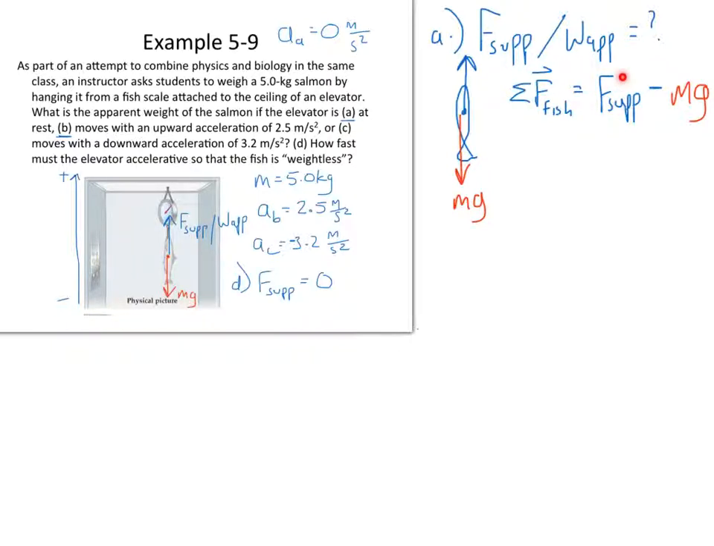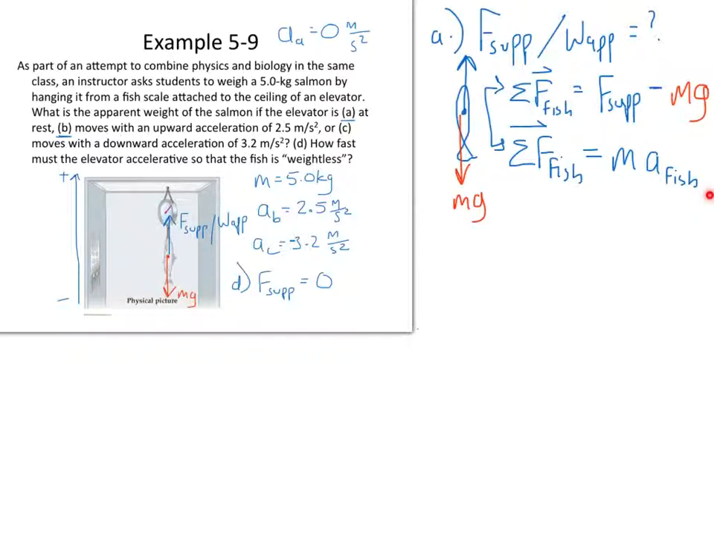All right? But what is the other way we can state the net force on the fish? I'll write it in blue. Net force on the fish is always going to be mass times the acceleration of the fish, or the system that the fish is connected to. Both these things being equal, we can set this equal to that.